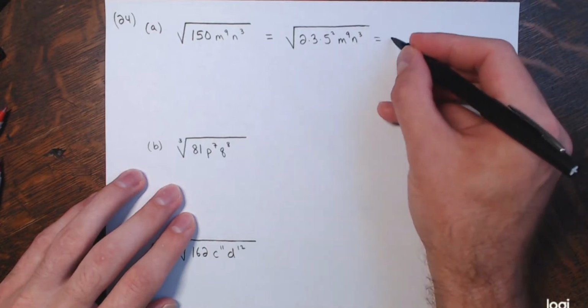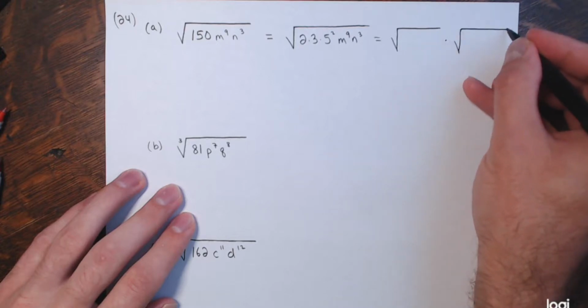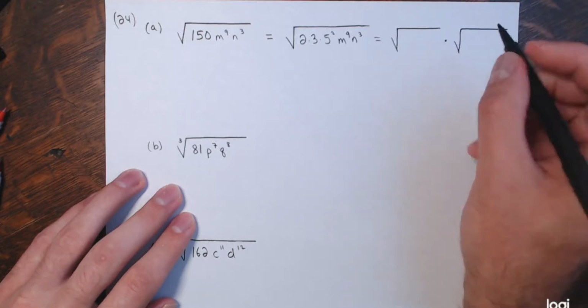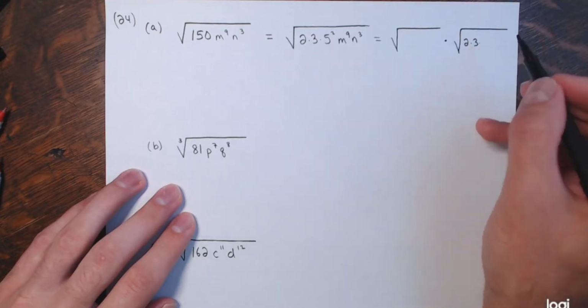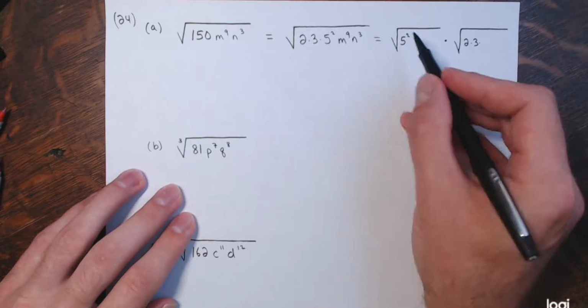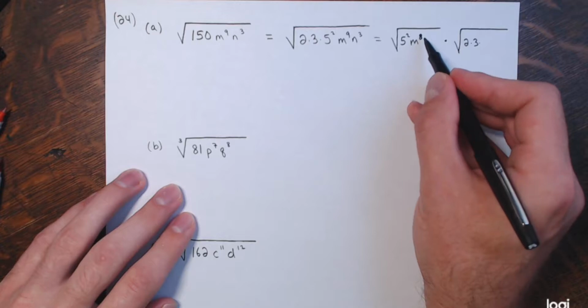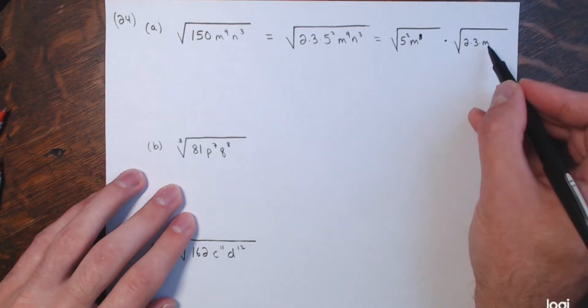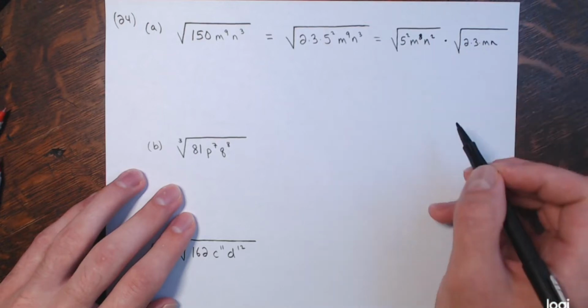And then I break it up with the product property. The square root of squares times the square root of non-squares. 2 is not a square, times 3 is not a square. 5 is being squared there, 5 squared. m to the 9th I'd have to break up to m to the 8th, which is a square, something with an even power, times m to the 1st. And n to the 3rd I'd have to break up to n squared times n.